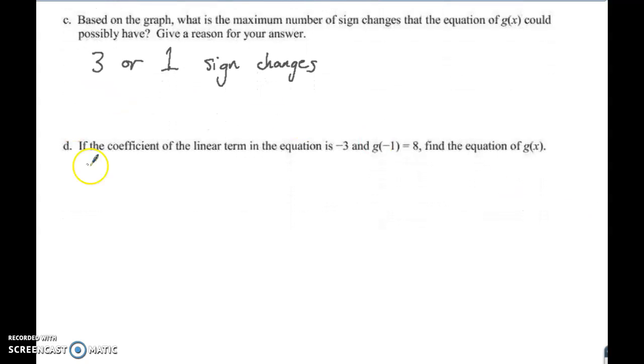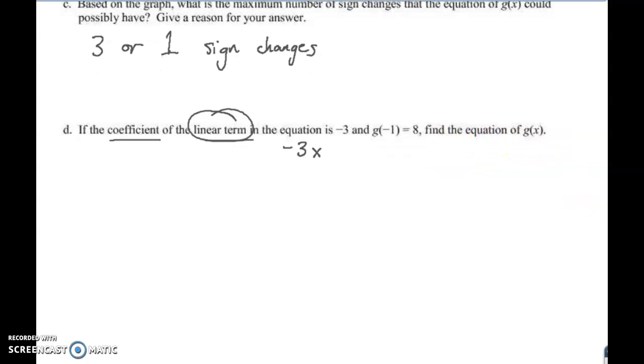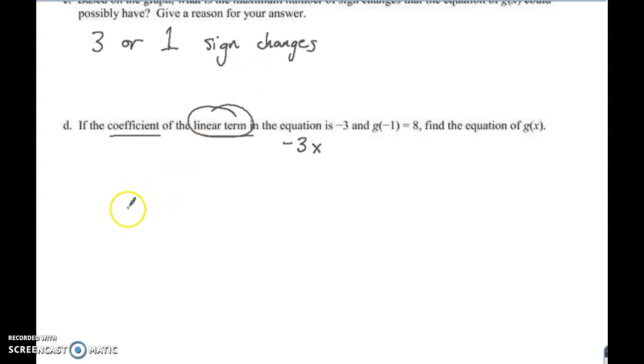All right, so now they give you a little clue in this problem. If the coefficient of the linear term, by the way, the linear term is with the x, because that's how we create lines, so negative 3x. They also tell you g of negative 1 equals 8. Find the equation of g of x. So we can piece this together, and that's through the use of synthetic.